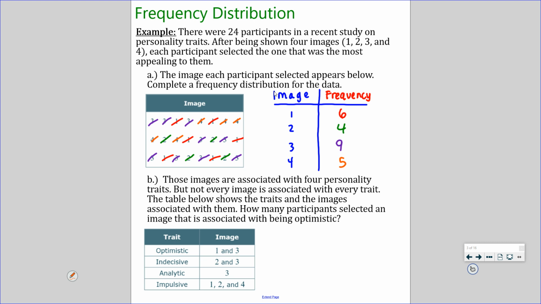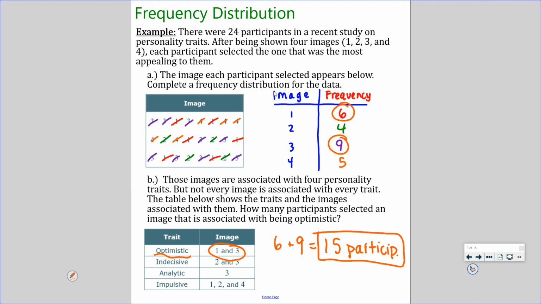How many participants selected an image that was associated with being optimistic? Well, optimistic was anyone who selected 1 and 3. So the number of people that said 1 was 6, plus the number of people that said 3 was 9. So that'd be 15 participants. Okay, makes sense, because that's the number of times it occurs. That's what frequency is. That's your basically big vocab word.